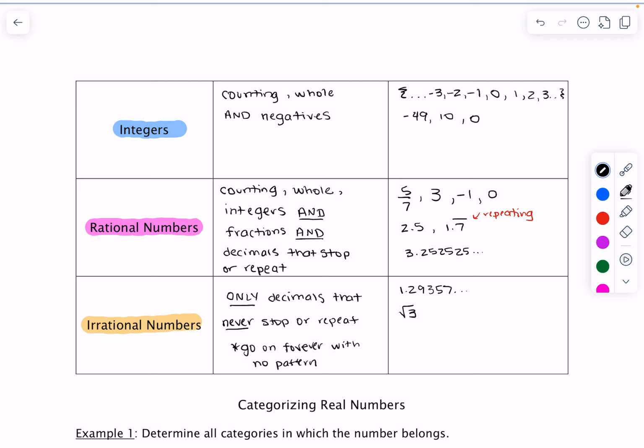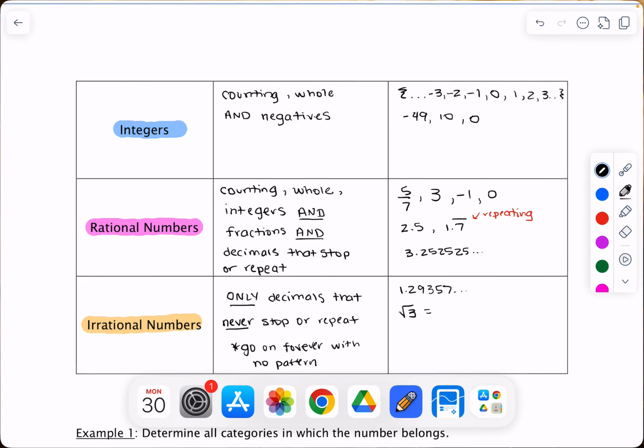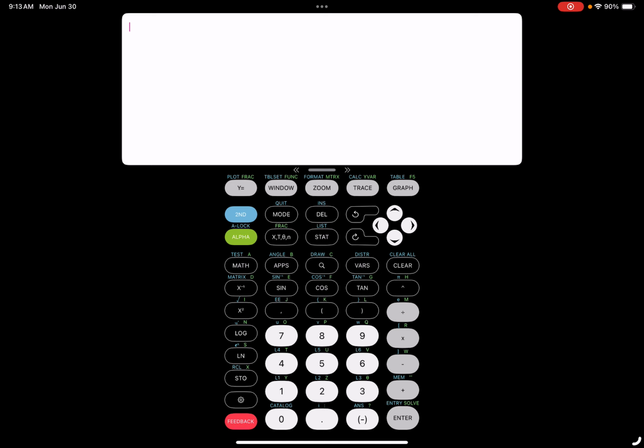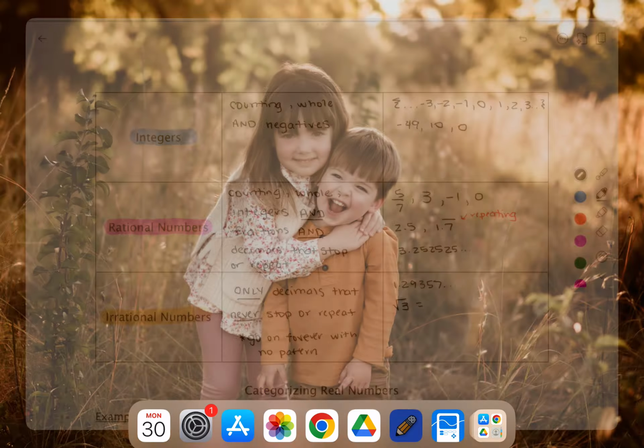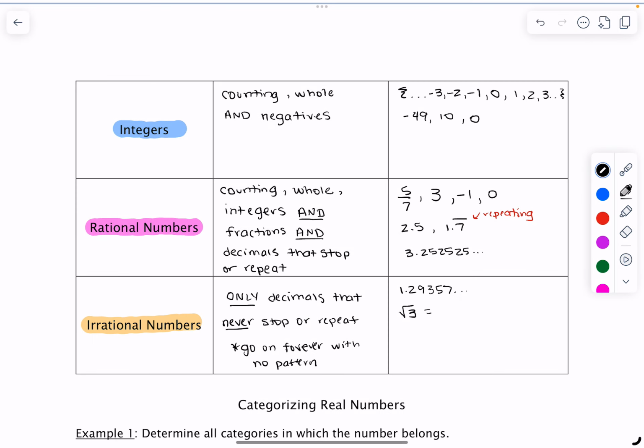But the square root of 3, if we go to our calculator and we hit the blue button here, and then we hit the x squared button, you'll see that a little radical pops up. I can type in the number 3 and hit enter, and notice what kind of decimal I'm getting here. I'm getting 1.732, a number that doesn't repeat, doesn't stop, it goes on forever in a random pattern. So the square root of 3 is considered irrational by our definition. So the square root of 3 is going to be an irrational number.